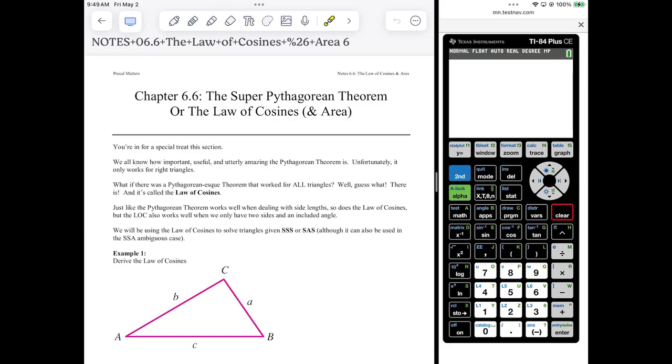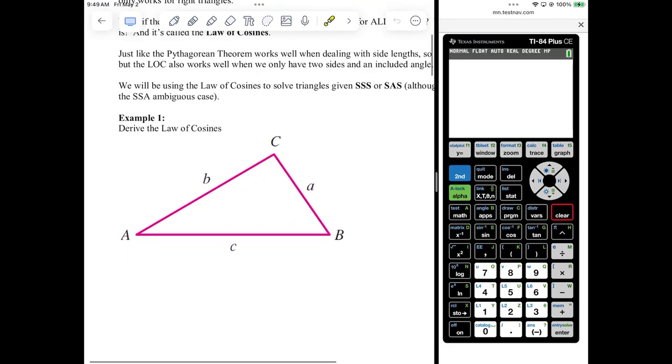Now, I am going to derive the law of cosines for you because I always think it's good for y'all to see where these things come from so that you don't just think they fell out of the sky or were imported from France, right, with a heavy tariff.